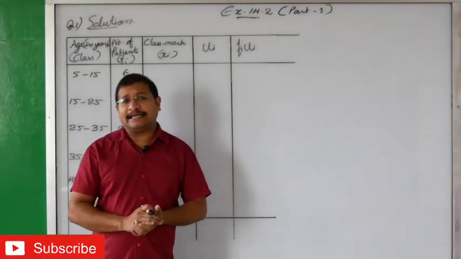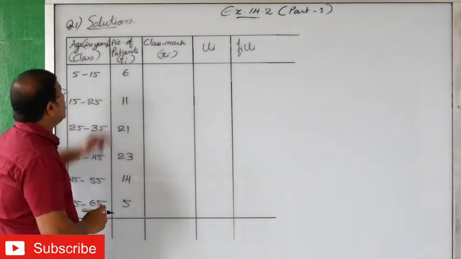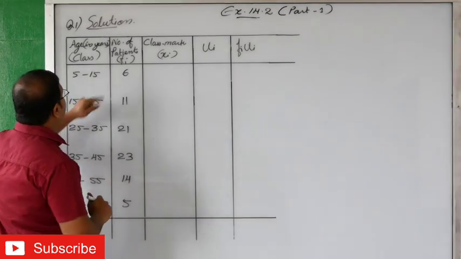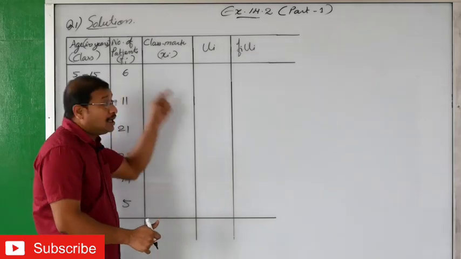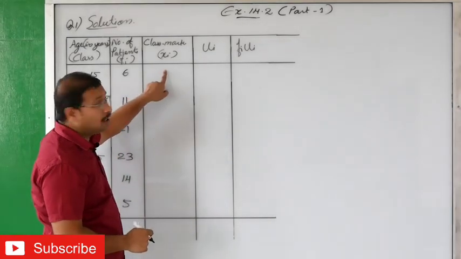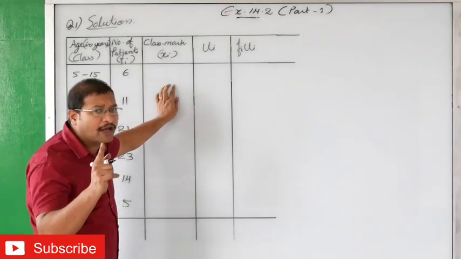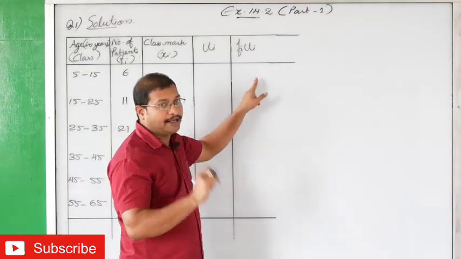Ready? Now let's see the mean from the same question. First, age in years, that will be the class. After that, number of patients, that will be the frequency. Of course we need to know the class mark because we are doing mean. Ready? So we need class mark. After that ui, because we are going to do the step deviation method. After that fi ui.